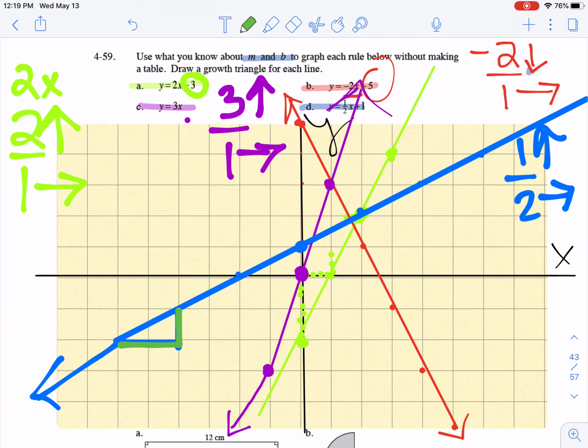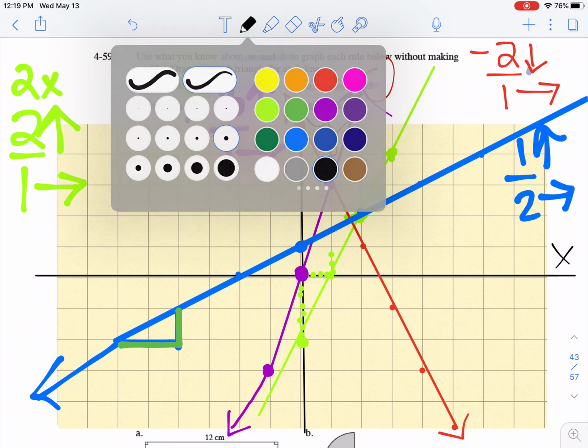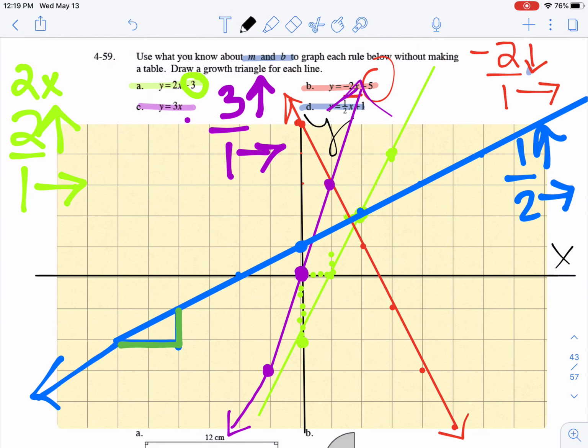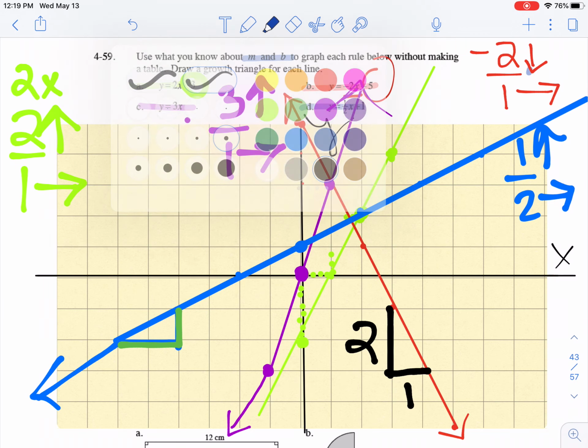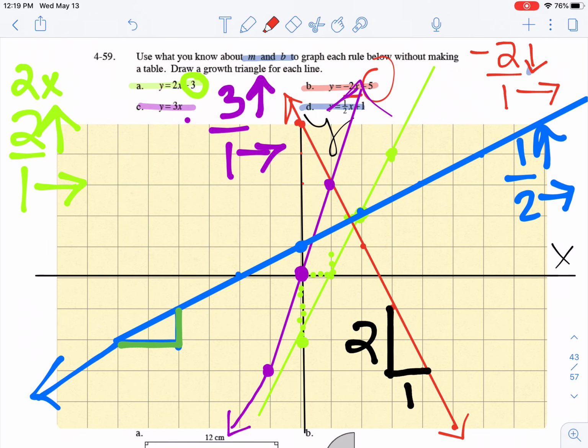I could pick any 2 points on any line and find that. So if I'm looking at the red line and I'm looking down here, I can draw a slope triangle and it shows me the rise is 2 and the run is 1. And it's going down from left to right. Do you see that? This red line is going down from left to right, which means it's negative. Okay?